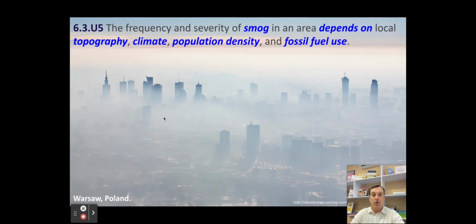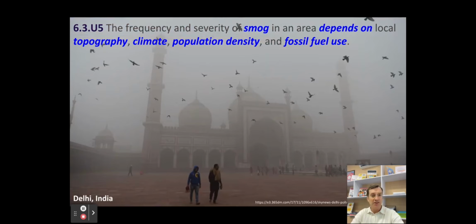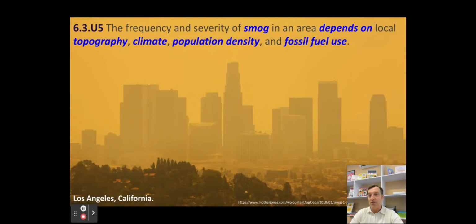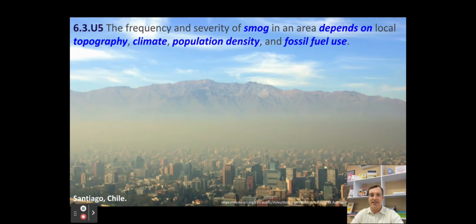Here you've got Warsaw, Poland. This is Delhi in India, and frankly, this picture is not as bad as it frequently is. This is what Los Angeles always looked like when I was a kid growing up in the United States. And this is Santiago, Chile. I want you to look at this picture carefully. Right here in the middle, you have this dense layer of really thick, nasty brown photochemical smog. This is what it looks like.